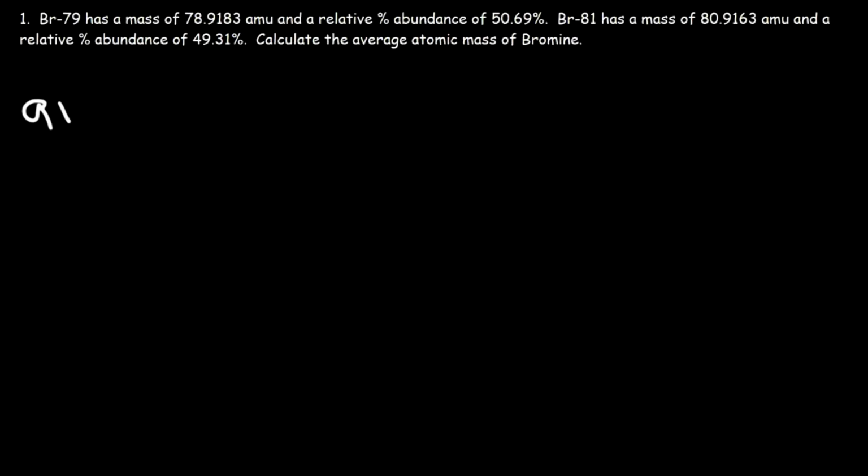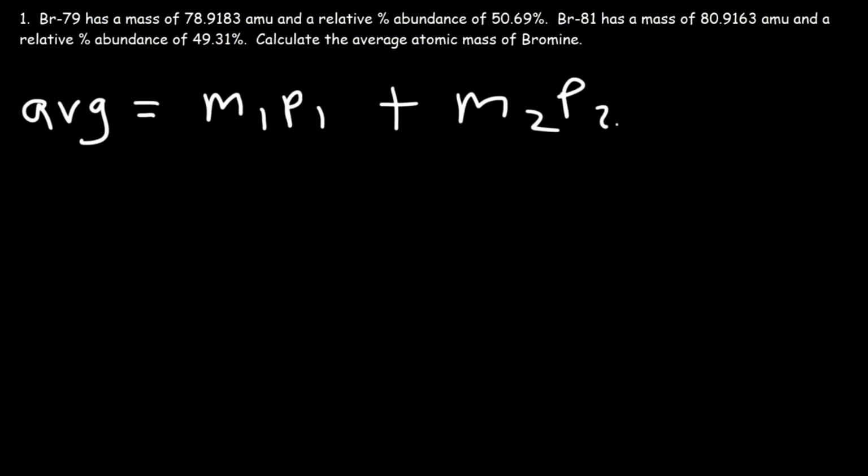So there's a formula that we could use. It's equal to the mass of the first isotope times its percentage as a decimal, plus the mass of the second isotope times its percentage. Now, if you have 3 isotopes, this can continue, or if you have 4, it would be plus M3P3 plus M4P4. But we only have 2, so we can stop here.